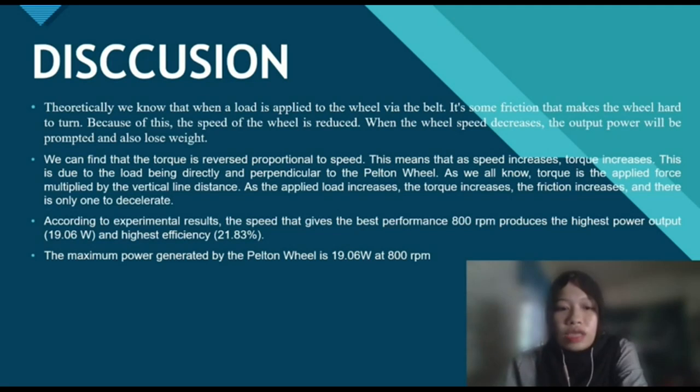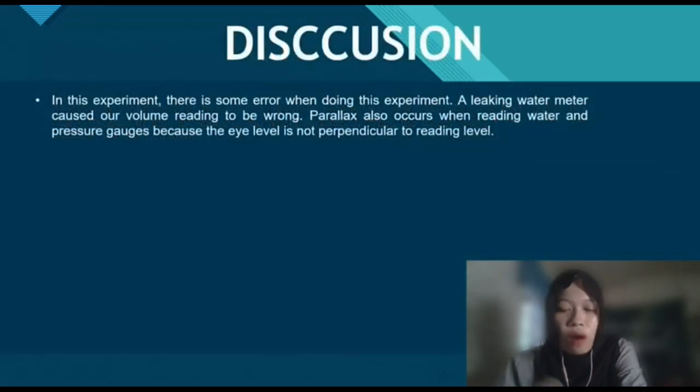According to this experiment's result, the speed that gives the best performance is 800 rpm, which produces the highest output of 19.06 watts, and the highest efficiency is 21.83%. In this experiment we also have the maximum power generated by the Pelton wheel, which is 19.06 watts at 800 rpm. Of course, in this experiment we had some errors.